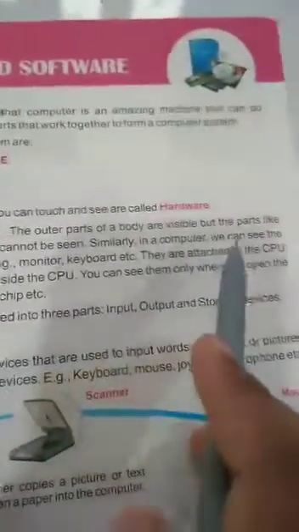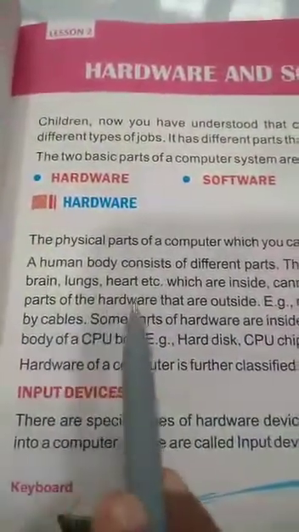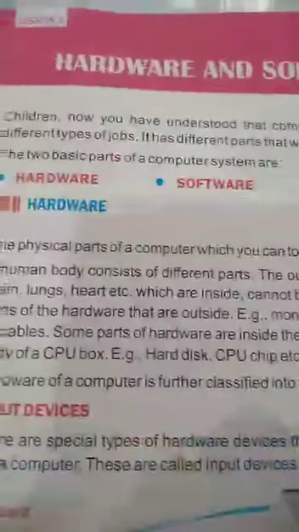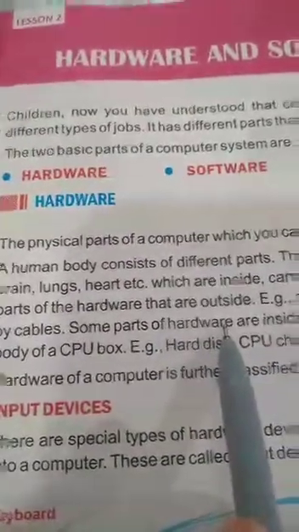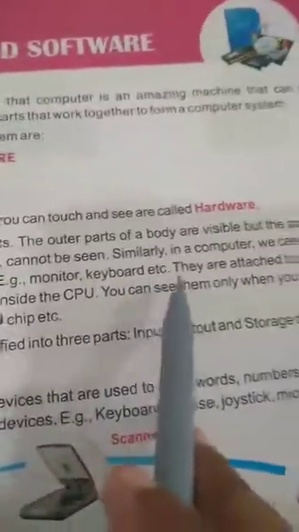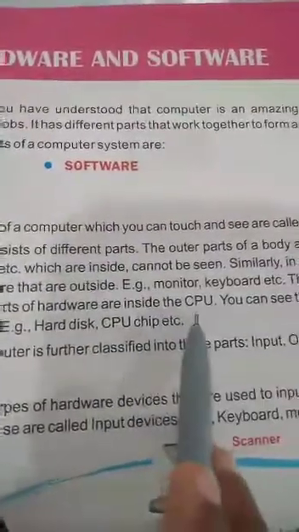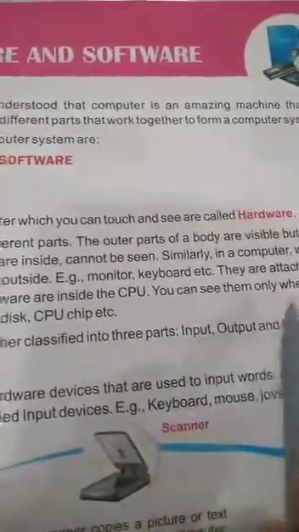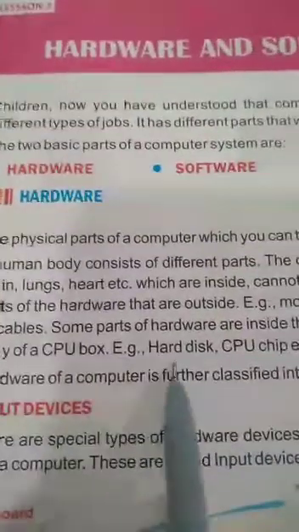So they are inside, so we cannot see them. Brain, lungs, heart, etc., which are inside, cannot be seen. Parts of the hardware that are outside, monitor, keyboard, are attached to the CPU by cables. Some parts of the hardware are inside the CPU, so you can see them only when you open the CPU box. Examples are hard disk, CPU chip, etc.